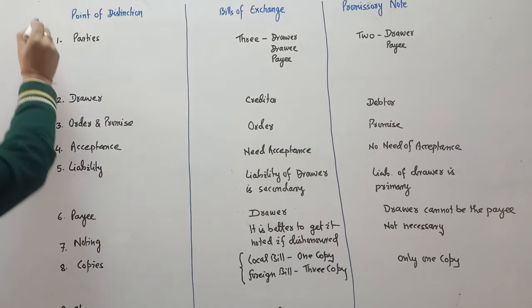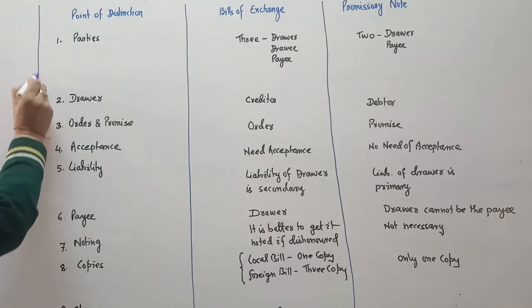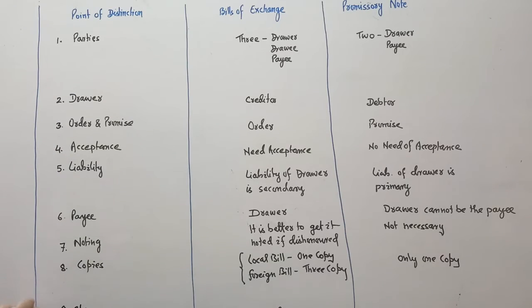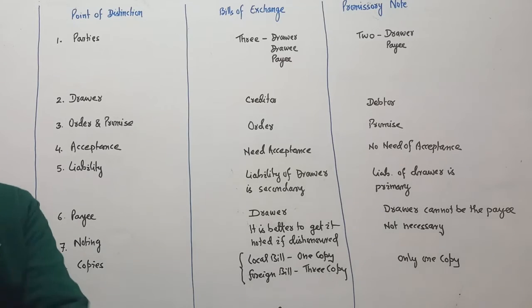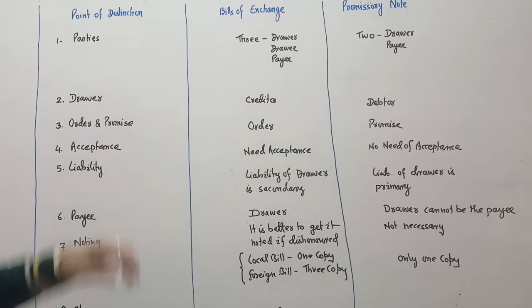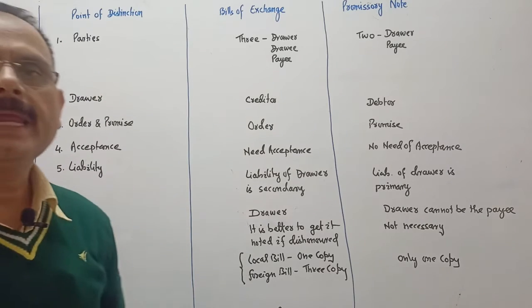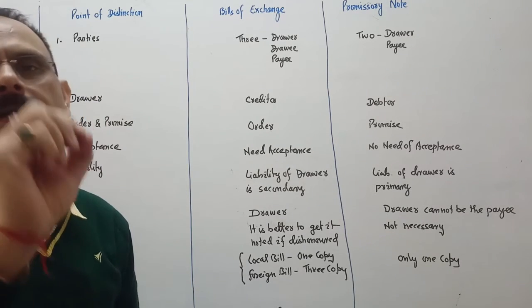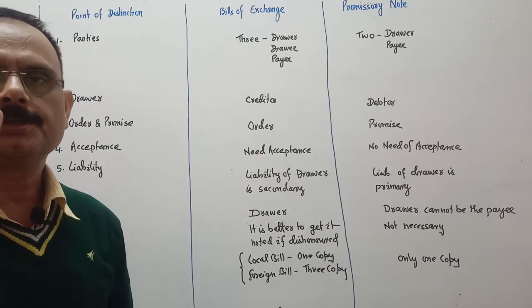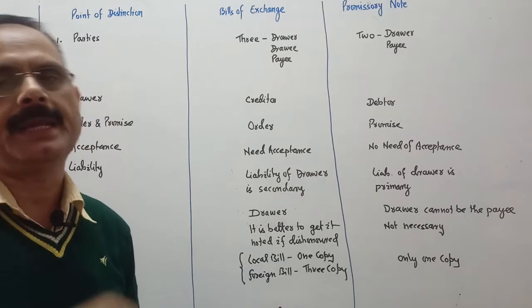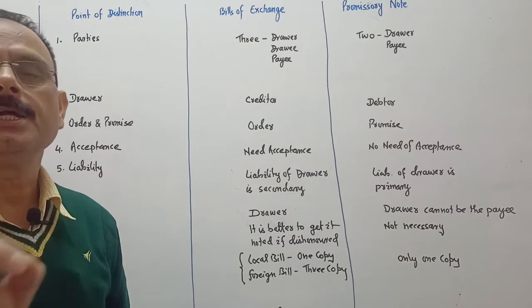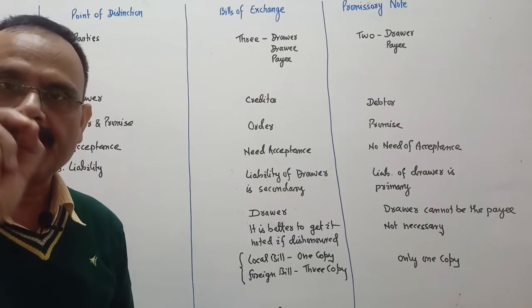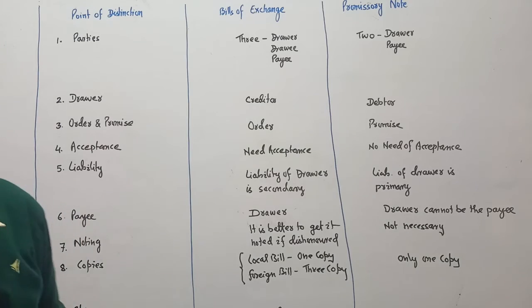And this is for point of distinction. So we have to see one by one the difference between promissory notes and bills of exchange. So, first, parties. In bills of exchange there are three parties: drawer, drawee and payee. But in promissory notes there will be only two parties. One is the drawer, meaning the maker, and another is the payee of the bill.